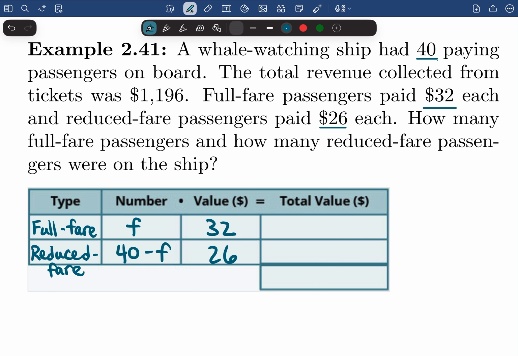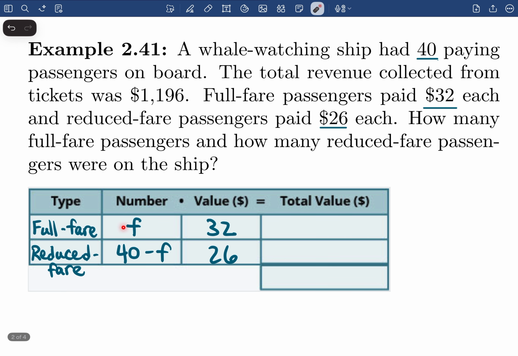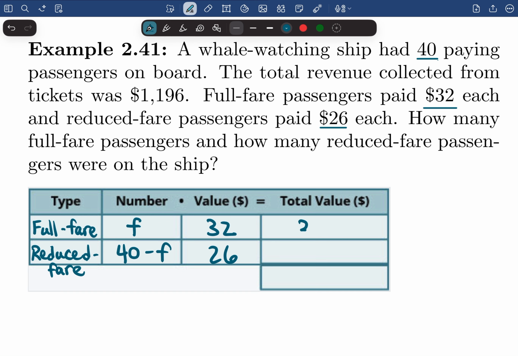Now let's multiply the rows together, like the number F times 32 will give me the total value here, and 40 minus F times 26 gives me the total value here. So I end up with 32 times F and 26 times 40 minus F. And the grand total that everything should equal is $1,196. So the total value, the grand total, goes in the very bottom here.